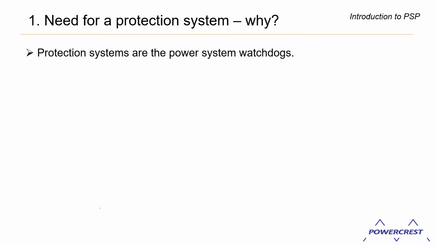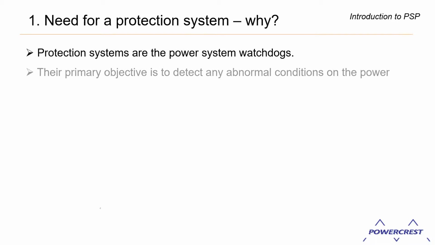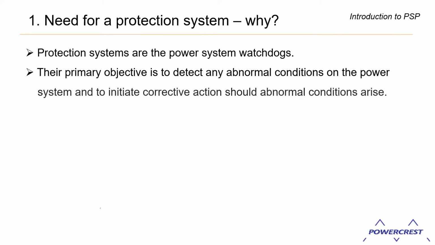So the need for protection system. Well, protection systems are really the watchdogs of the power system. They continually monitor, right, what happens in the power system. And their function is to detect any abnormal condition and to initiate the corrective action required, right, should the abnormal condition arise. So they're the watchdogs that watch, they monitor continually, and should they detect anything out of the ordinary, then they'll initiate the corrective action.